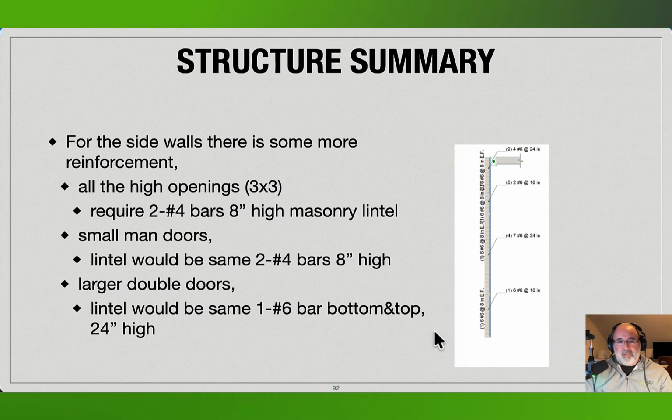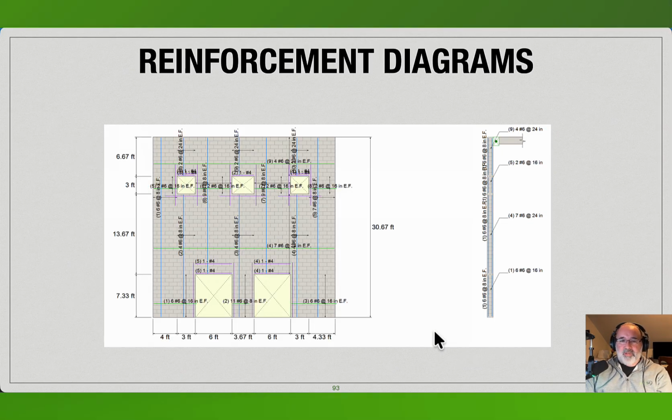For some of the areas with the openings, we can see the amount of reinforcement that we have: number 4s, 8-inch high masonry lintels around some of the smaller doors. We have some larger lintels around double doors where we'd have 1 number 6 bar top and bottom, 24 inches high. But again, keeping the overall elevation to have movement joints away from the openings.